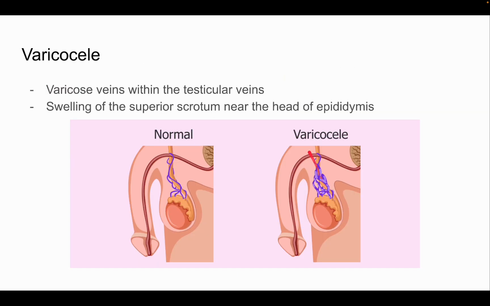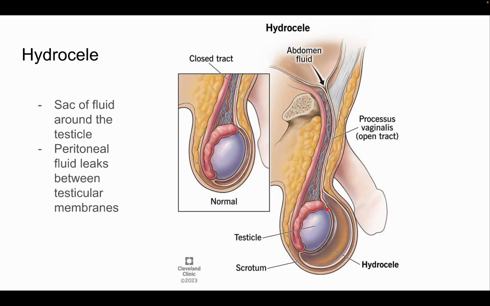And the treatment usually entails surgery, but sometimes doctors can go in and untwist it. Now varicocele is similar, but not as serious. Basically varicose veins within the testicular veins, and then I imagine you could probably see the swelling of the superior scrotum near the head of the epididymis, because the head of this right here.